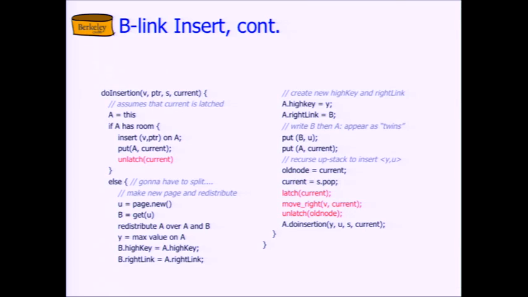And then we do the recurse up stack to insert Y comma U, which was the heart and the red pointer. All right? And really, old node equals current equals pop, which is that parent. You latch the parent. You do a move right on the parent because it may have split. And when you get the correct node at the parent level, when you're done with move right, then you unlatch that leaf level, which is now called old node, and you recurse. Right, which is just what we went through in the animation.